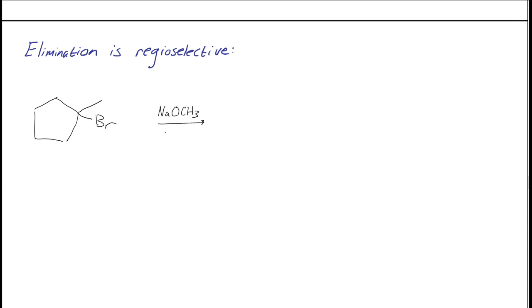These elimination reactions are regioselective. So if we have something like this, notice we're using basically the same reagents as we did for substitution, so we'll have to talk about which one is favored. But in this case, there are two possible products. There's this one, and there's this one.